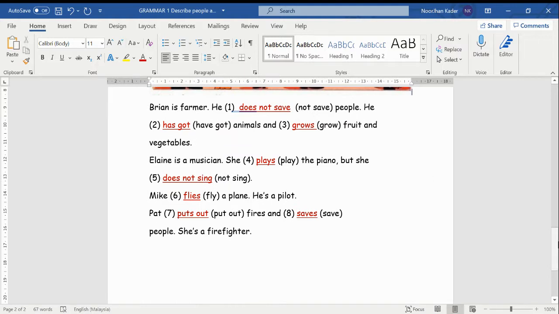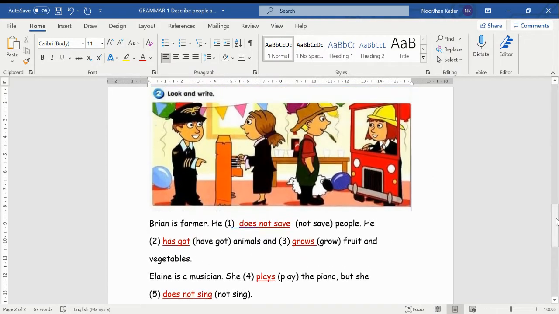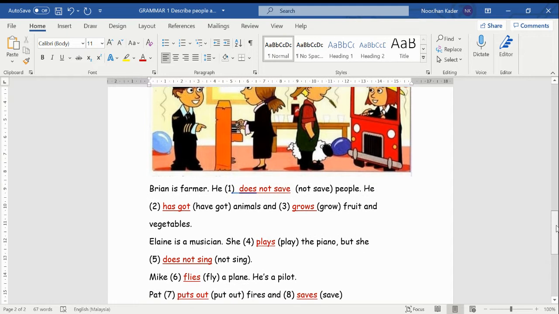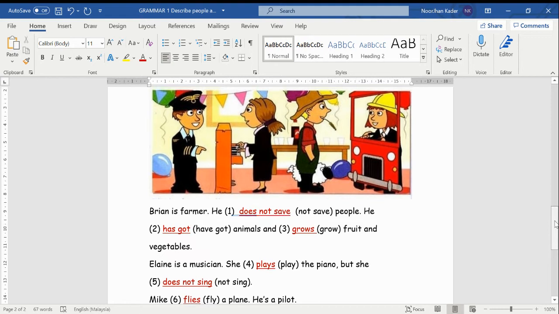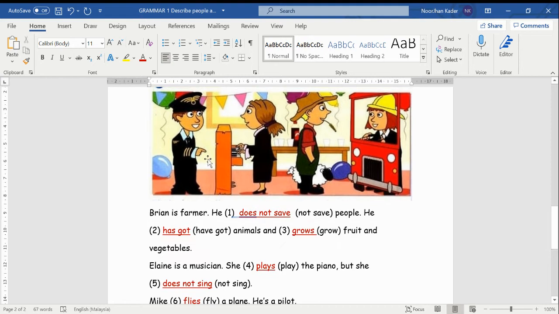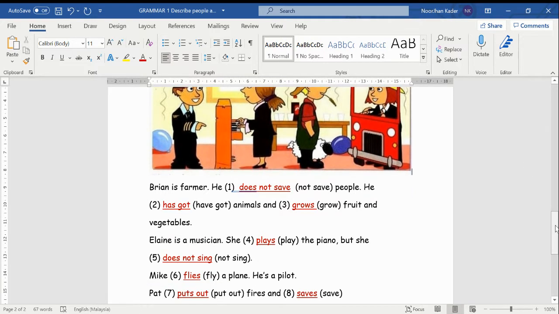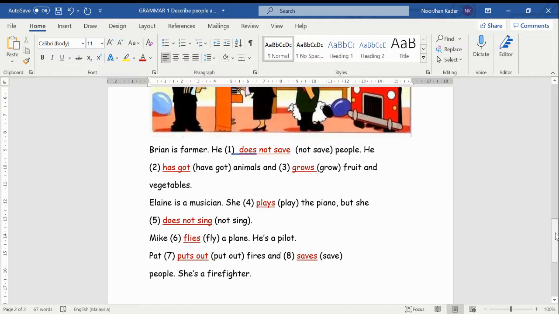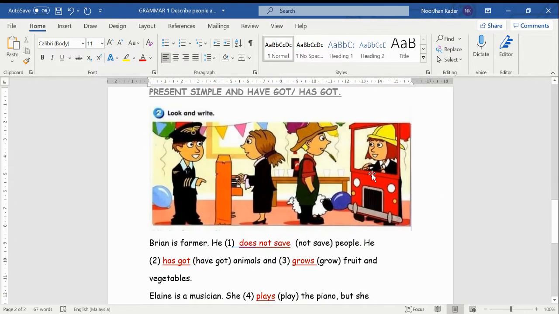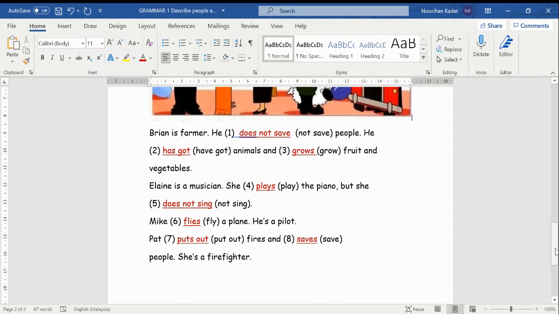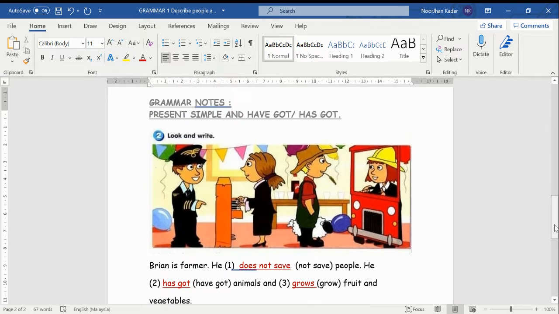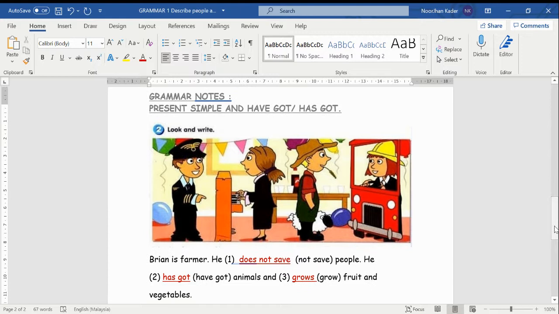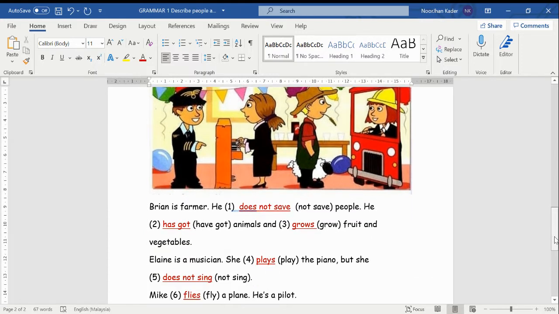Elaine is a musician. She plays the piano, but she does not sing. Third one. Mike flies a plane. He's a pilot. The last one. Pat puts out fires and saves people. She's a firefighter.